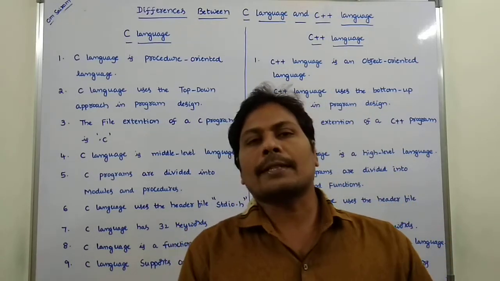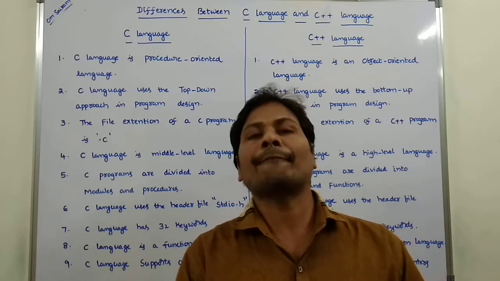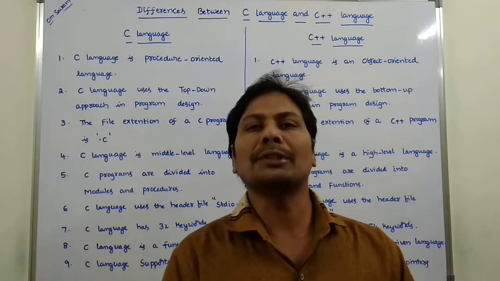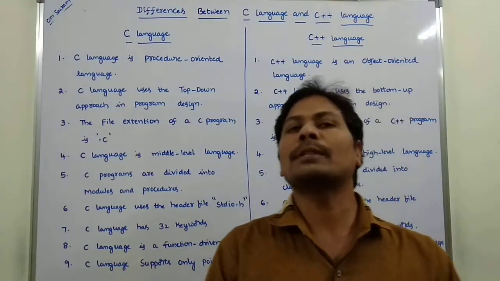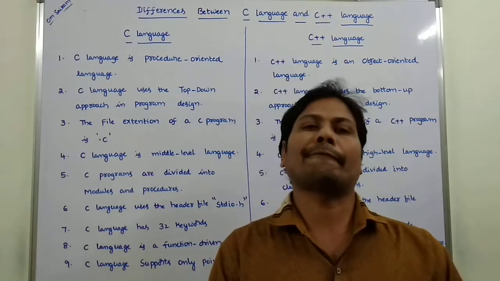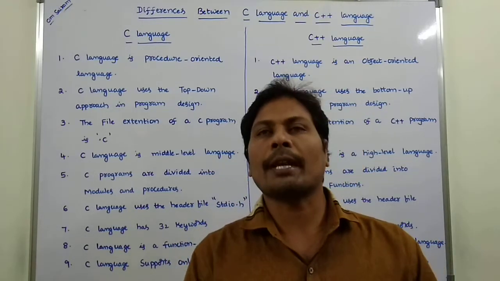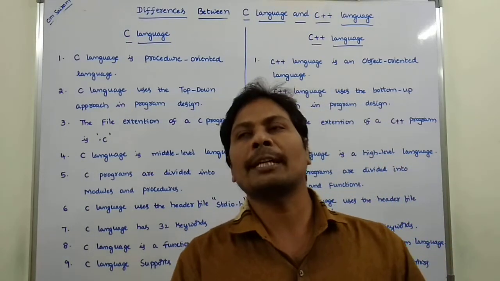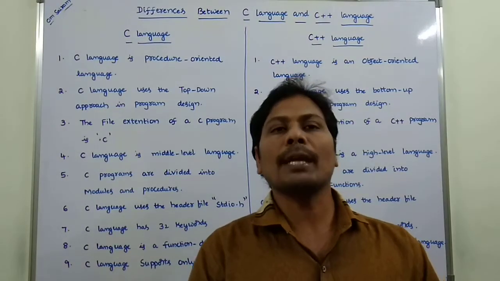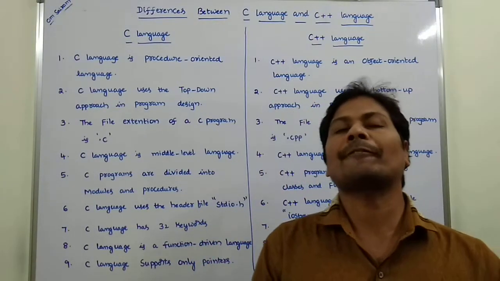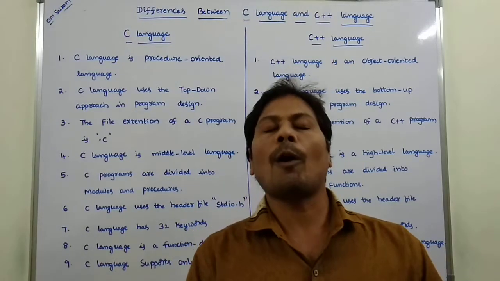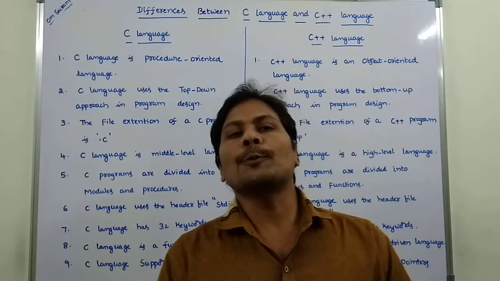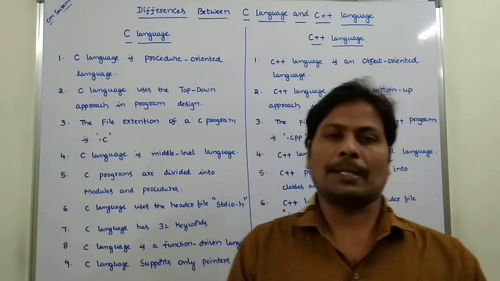While in the case of C++ language, the header file used is iostream.h. That is the input output stream header file. Here the input stream is represented by cin, and the output stream is represented by cout. Stream is nothing but a sequence of characters. So iostream.h is the header file used for C++ language.